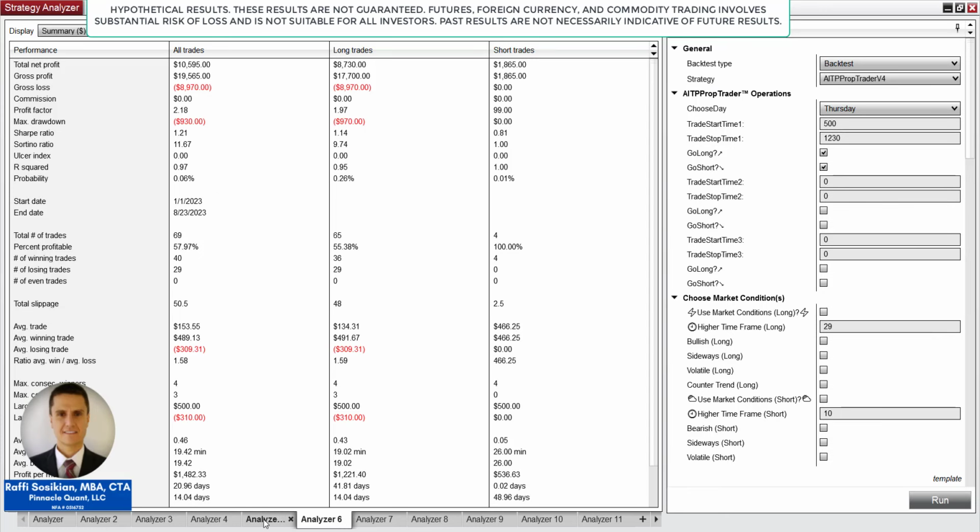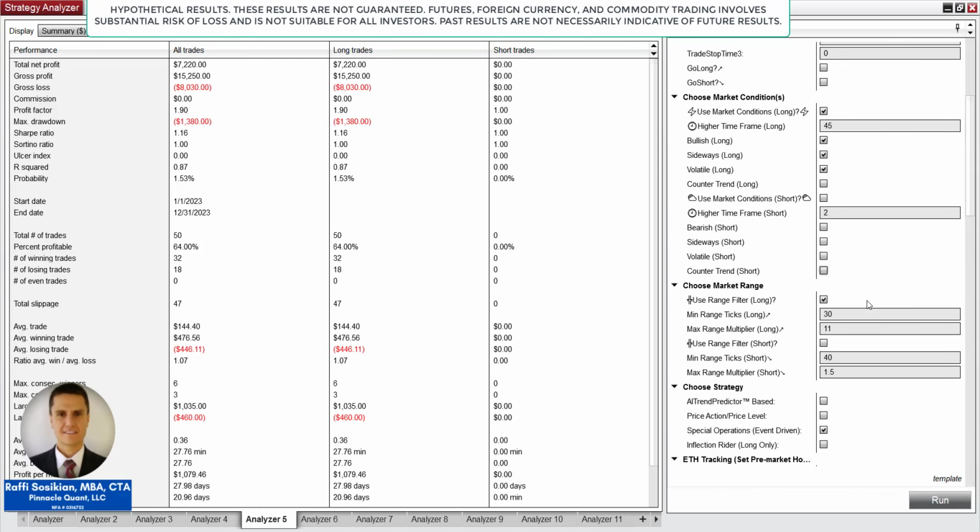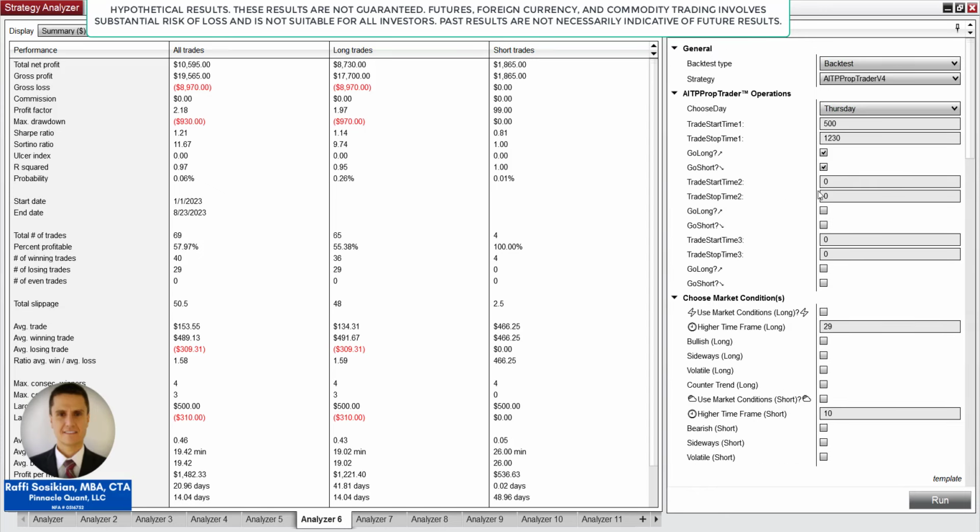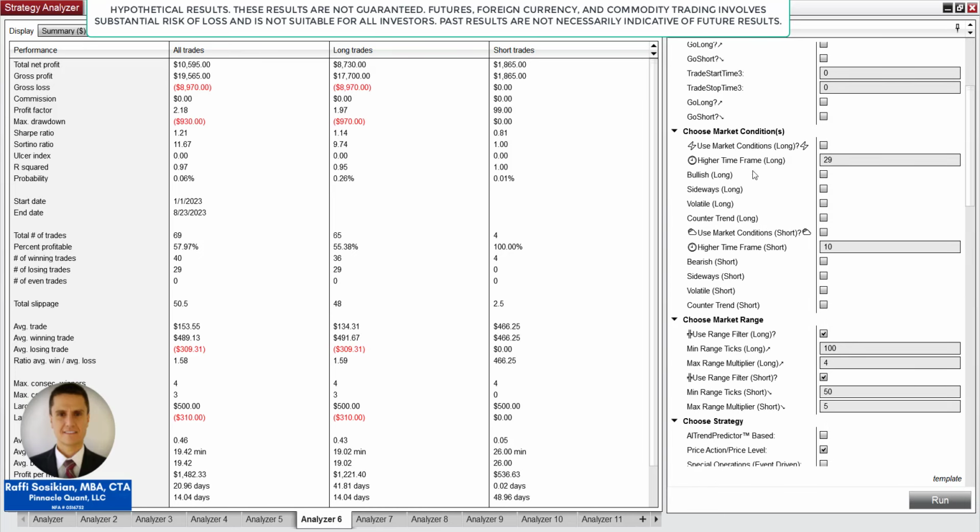So this one, they're both NQ. Actually, all three were NQ for Thursday. This one doesn't have it. This one does not have short trades, but those are your conditions that are set up, okay? This one does have short trades, and it's starting earlier, okay? But there's going to be a difference, okay?